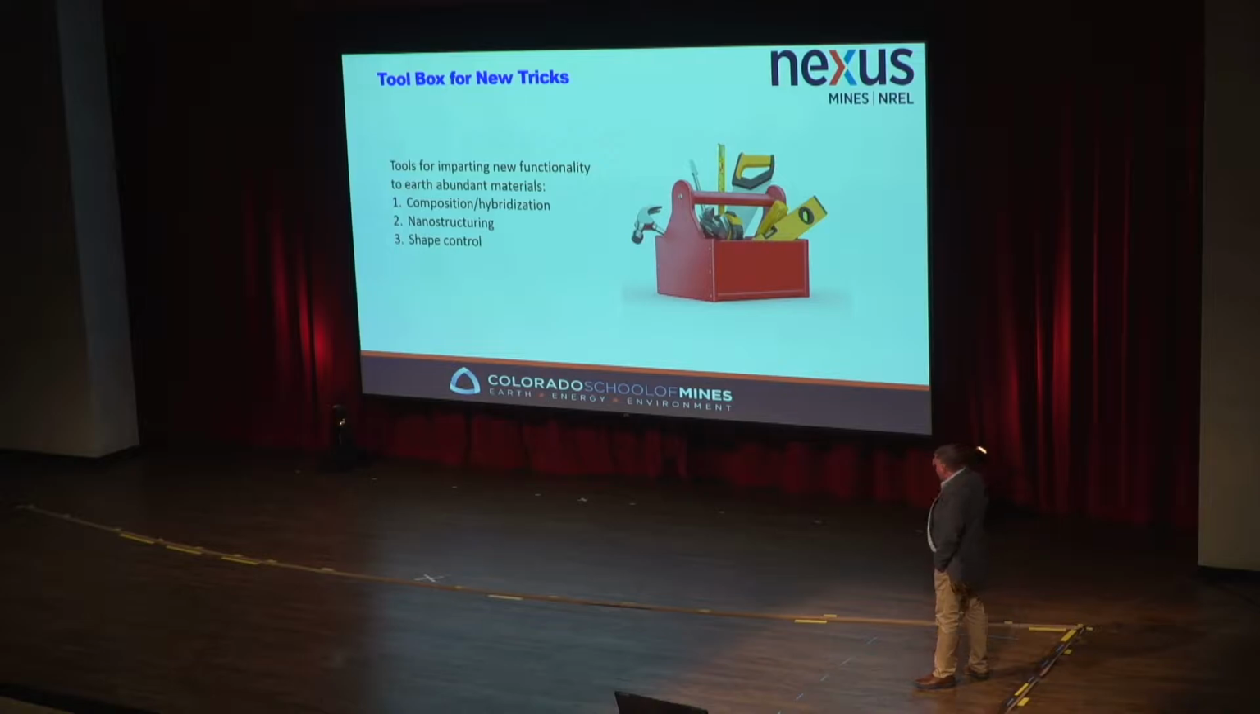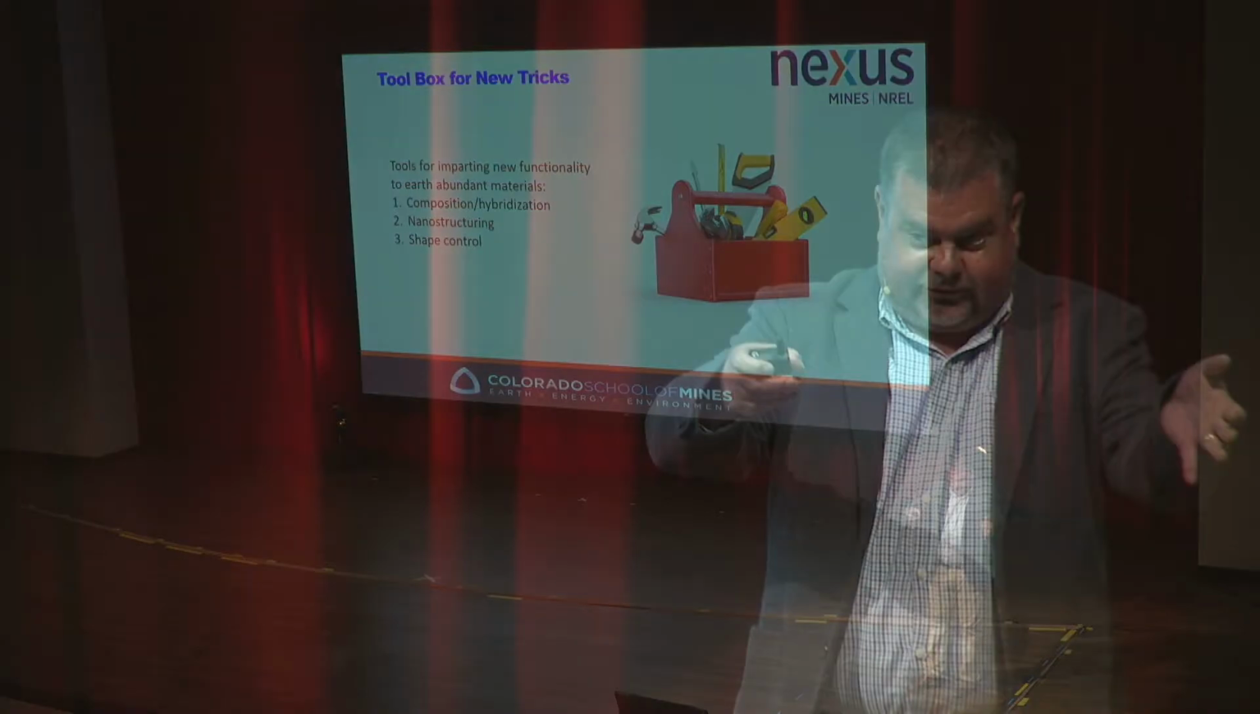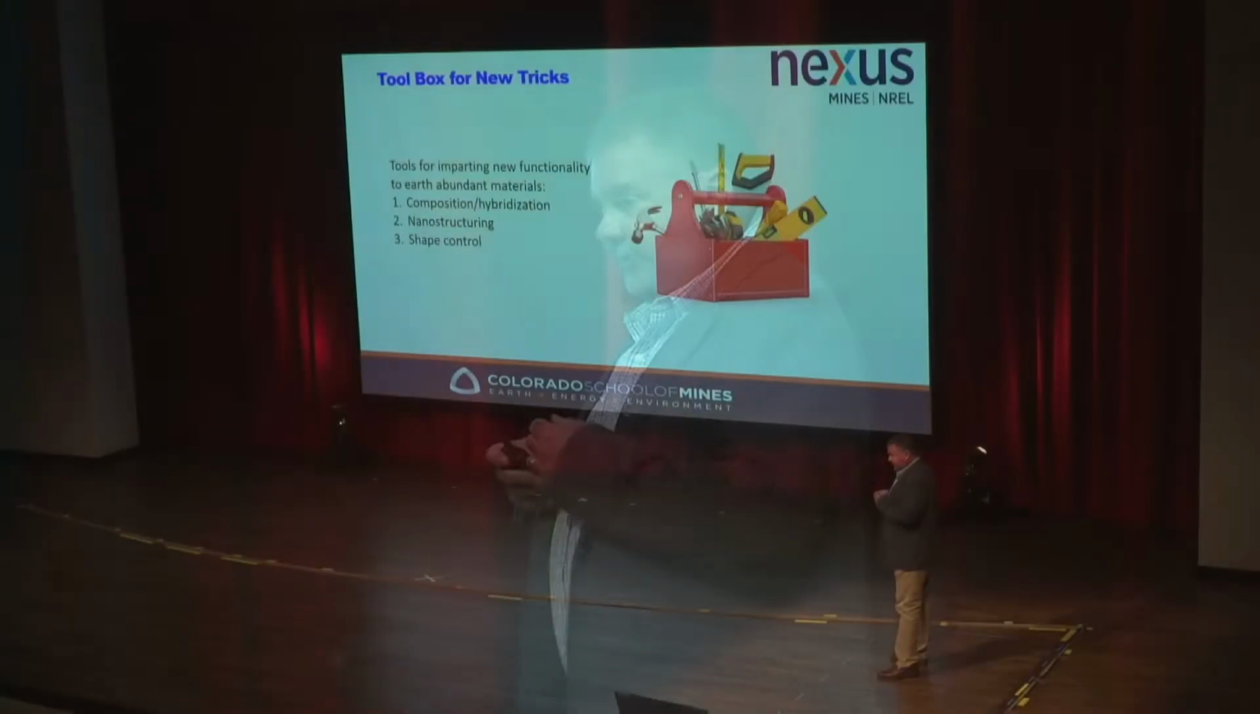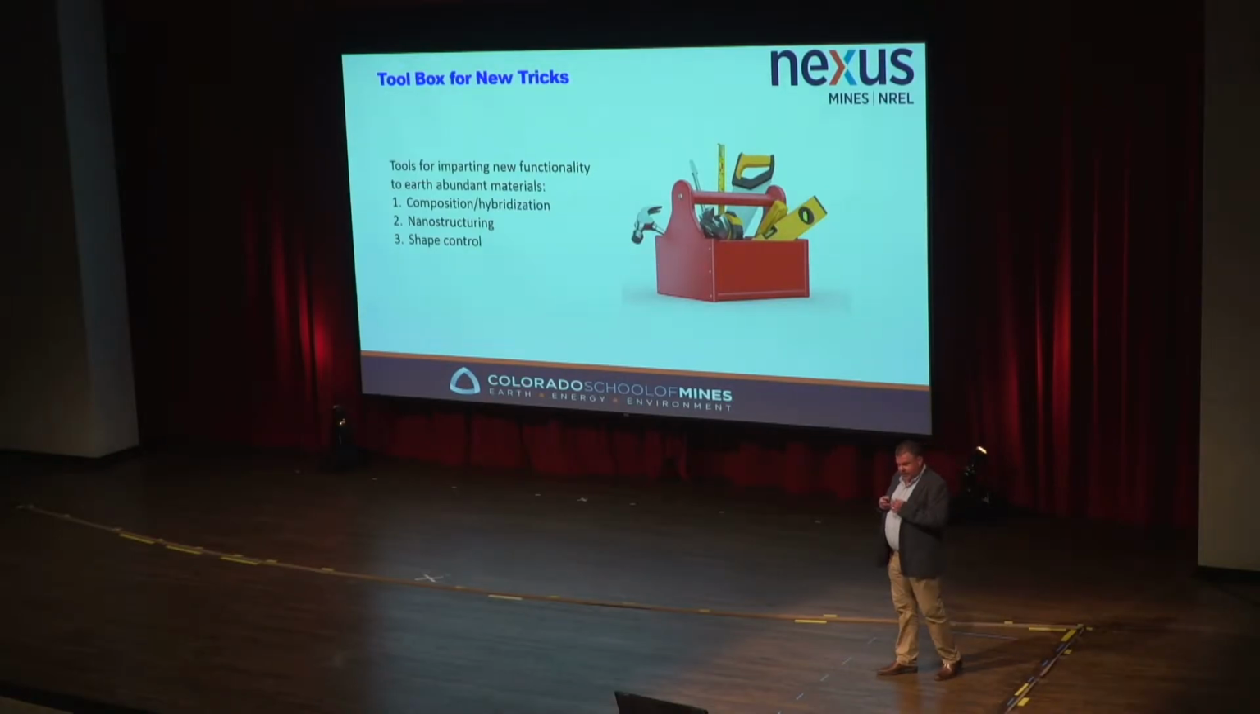So our toolbox for doing that as a chemist: we can alter the composition of a material. You take a sodium, you take a chlorine, you put it together, you form sodium chloride, and you can put it on your steak, and it makes it delicious. We can nanostructure, so we can make things with higher and higher surface areas, and there are some other effects that come into play there. And the third tool in our toolbox, which has just emerged over the last 15, 20 years, is shape control.